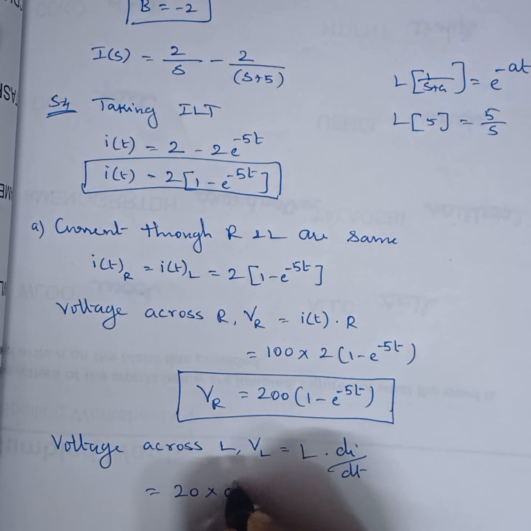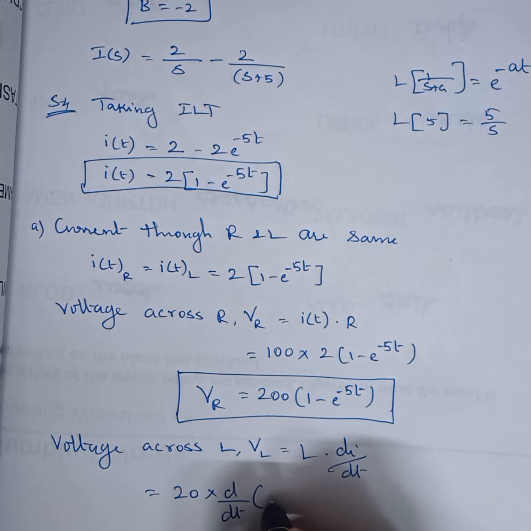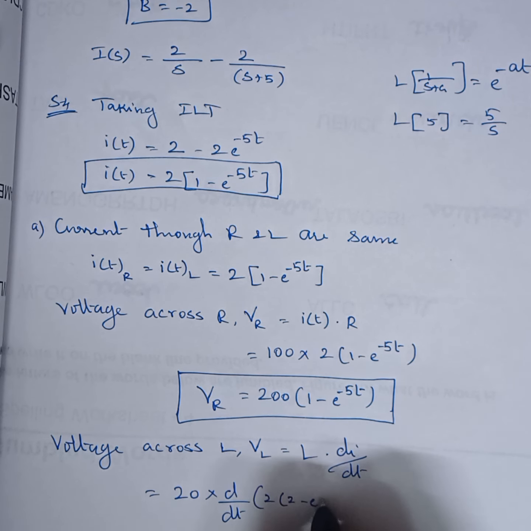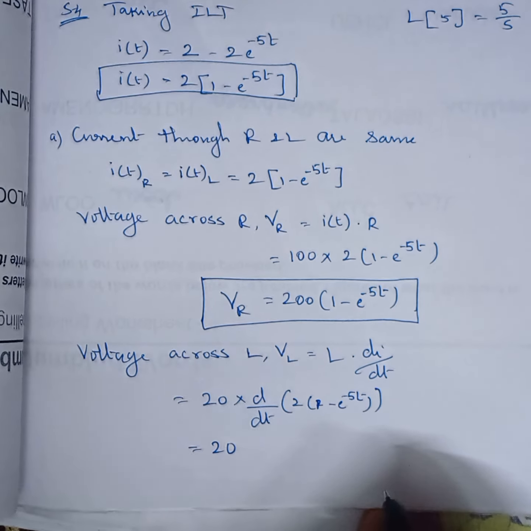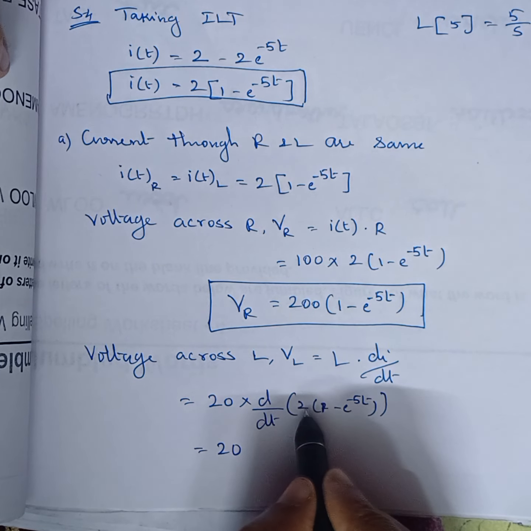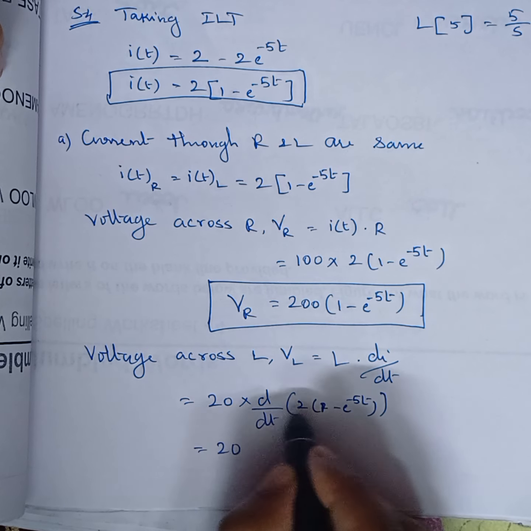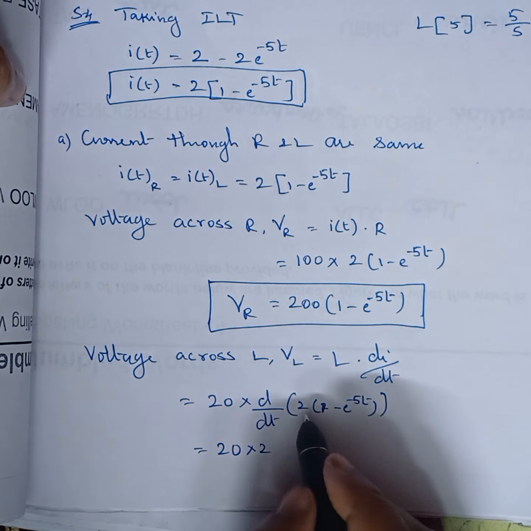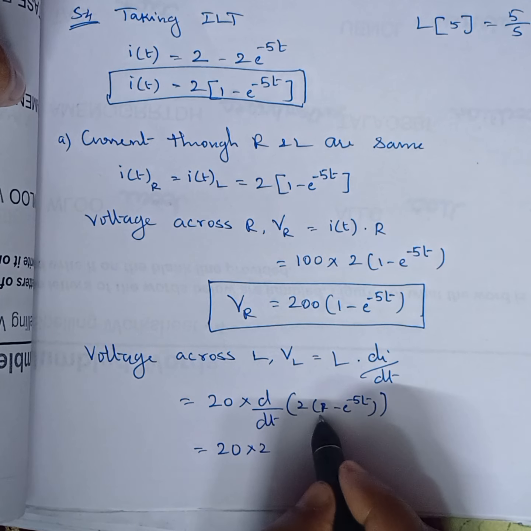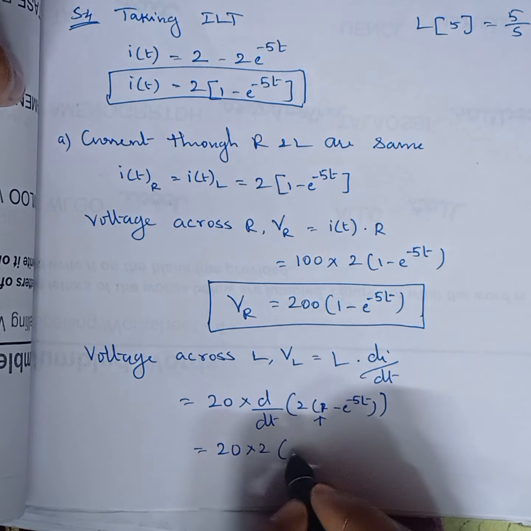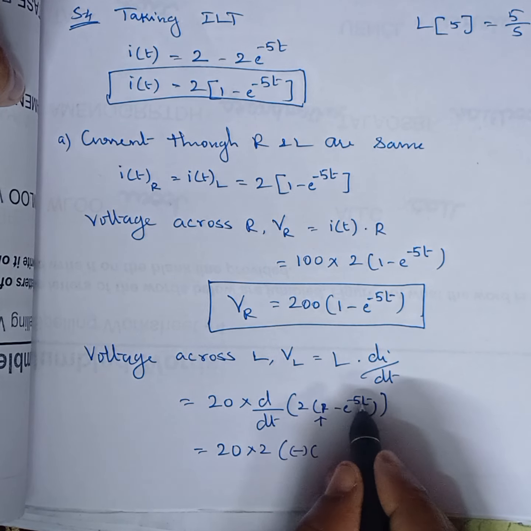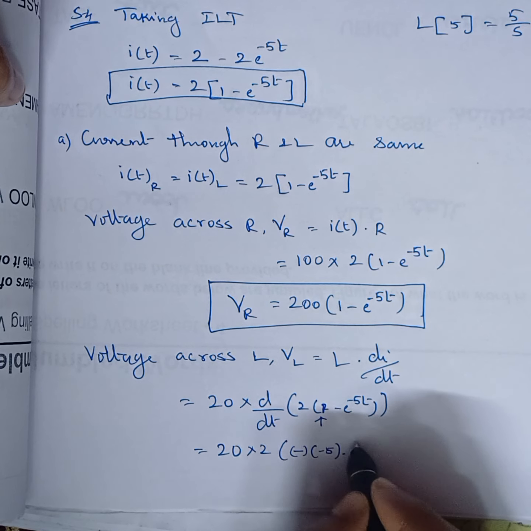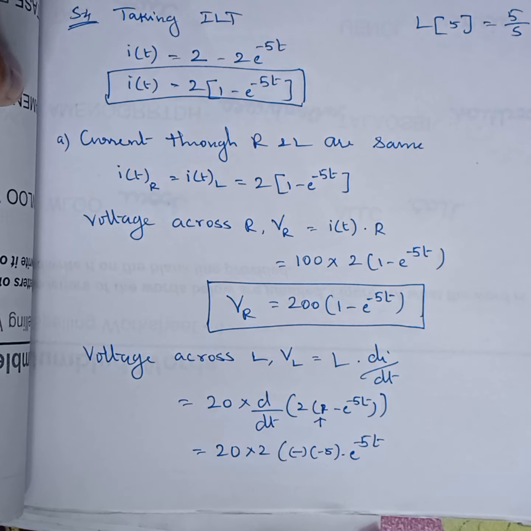Di by dt, so differentiate the value 2 into (1 minus e power of minus 5t), correct? So what we get is 20 into the differentiation of this. We can take the 2 outside as it is a constant, then differentiating the 1 becomes 0, then we'll get, I'll put within bracket, minus, and if I differentiate e power minus 5t, I'll get minus 5 into e power of minus 5t, correct.